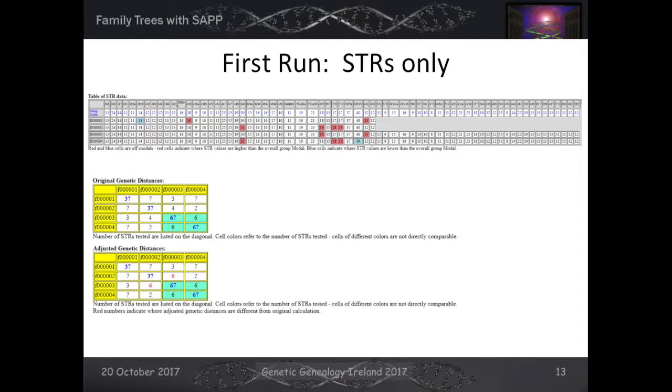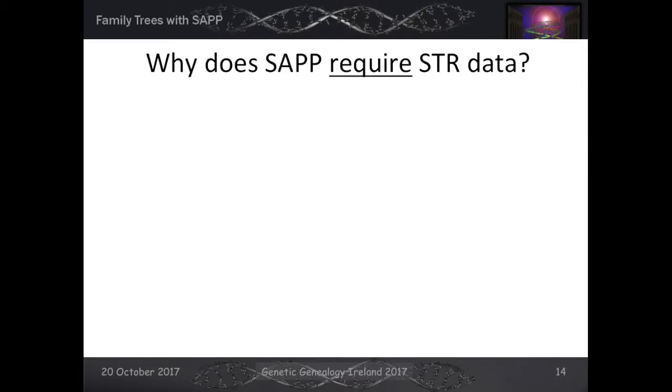So that just bumped the mutation, the genetic distance between kids 2 and 3 just bumped up by 2 because of the parallel mutation. I'm not going to spend a lot of time on those details, but just so you know what the output looks like. Now let's first answer the question, why does it require STR data?